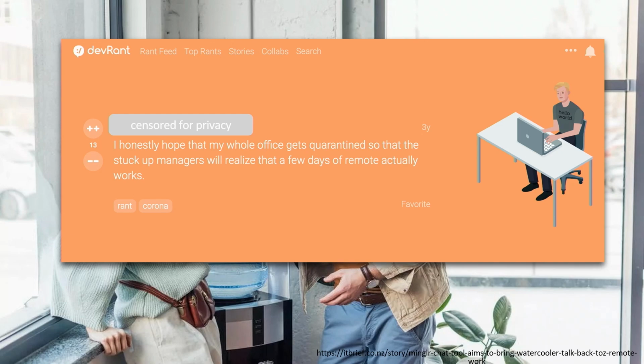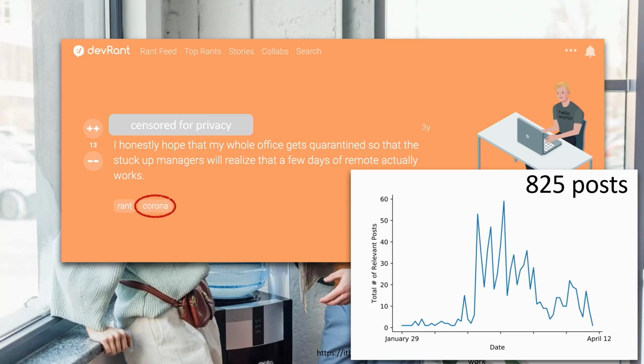So what have we done? First of all, we have looked at rants, at posts that use tags related to COVID. It was a bit of a complicated process to identify those tags, but that doesn't matter. We observed that the earliest post appeared on January 29. On January 30, the World Health Organization reported 8,000 COVID cases.